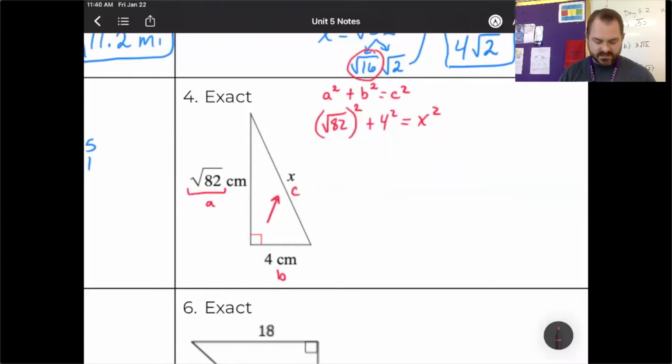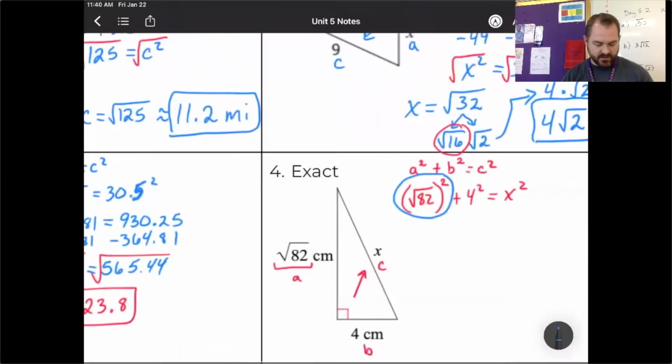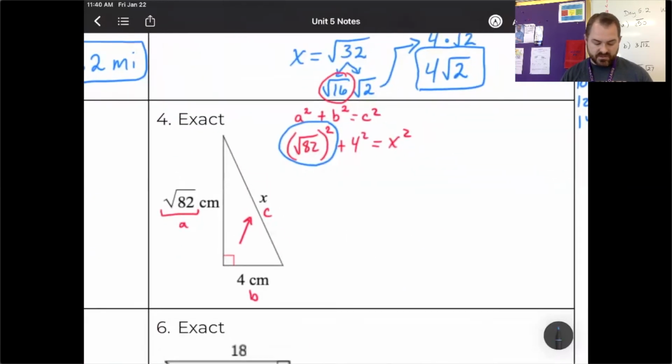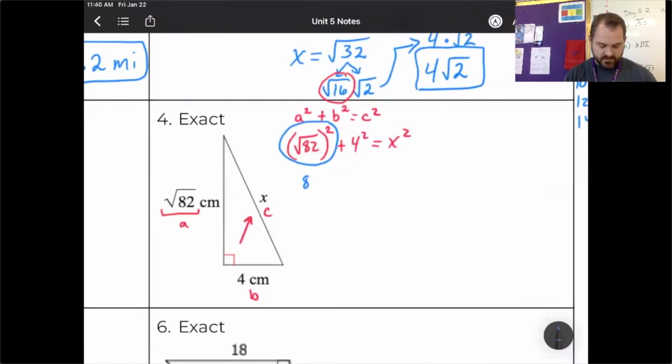All right, now this is the part that kind of looks complicated, but it's not. When you square a square root, those cancel each other out, as we talked about up here. When you square root a square, those cancel each other out. So all I'm doing is canceling the square root of the 82, and that just gives me 82. But 4 squared, we get a new number there. 4 times 4 is 16. And now we can add those together. 82 plus 16 is 98.